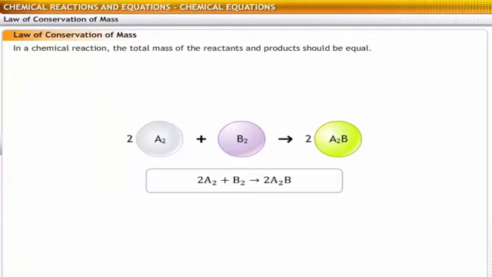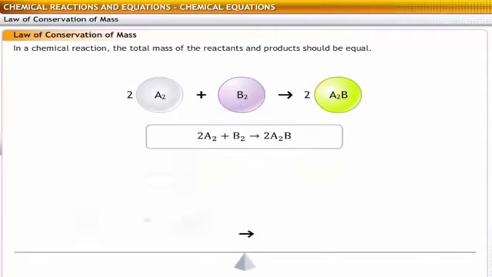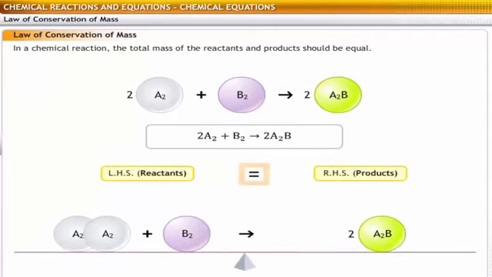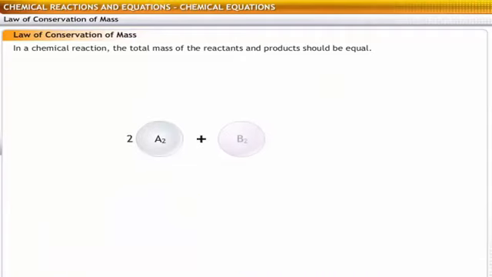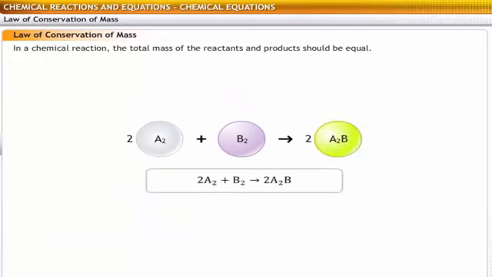The law of conservation of mass states that the total mass of the reactants and the products should be equal. This means the number of atoms of an element on the reactant side should be the same as the number of its atoms on the product side. All chemical equations must adhere to the law of conservation of mass. Therefore, all chemical equations need to be balanced.